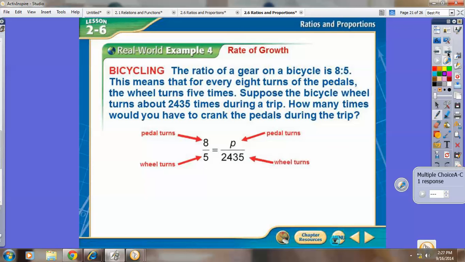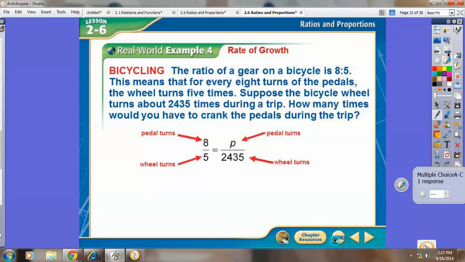It says the ratio of a gear on a bicycle is 8 to 5. This means that for every 8 turns of the pedals, the wheel turns 5 times. Suppose the bicycle wheel turns about 2,435 times during a trip. How many times would you have to crank the pedals during the trip? The first thing you need to do is understand what they're telling you. That's the most important part of the word problem.